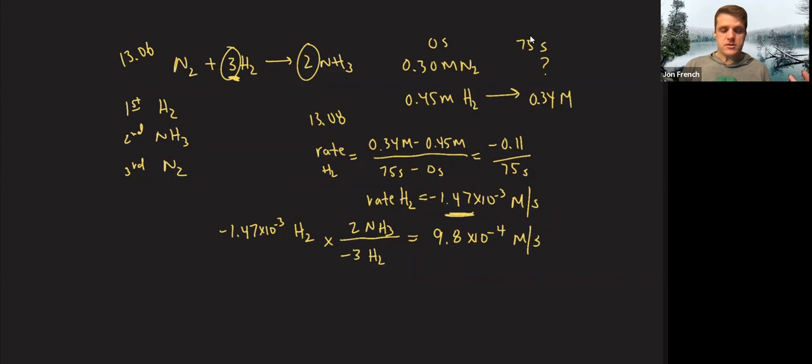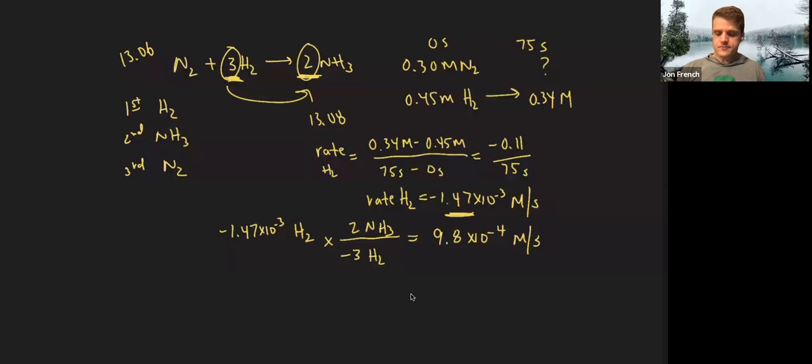It's smaller than the rate for hydrogen, but that makes sense because the coefficient is also smaller, right? This would be 3 molar. That's 2 molar per second. So it should be a smaller rate because of that for question 8. And then for question 9, it's probably related to this. Yeah, question 9, how much nitrogen is changed after 75 seconds?